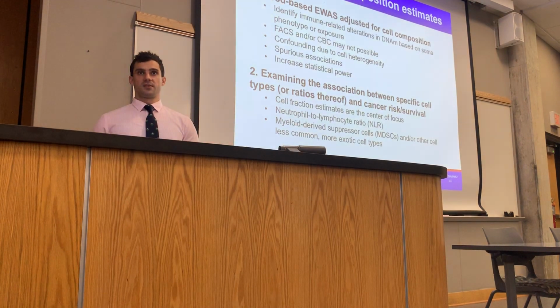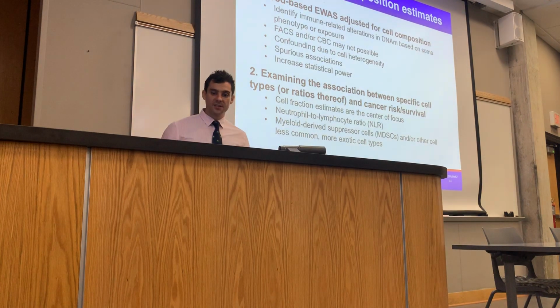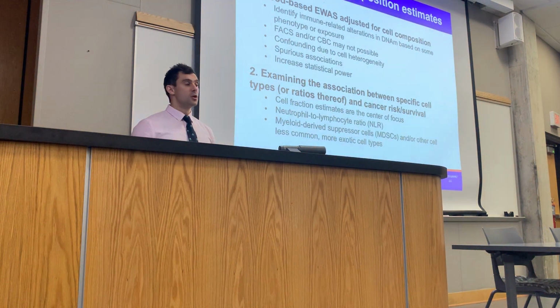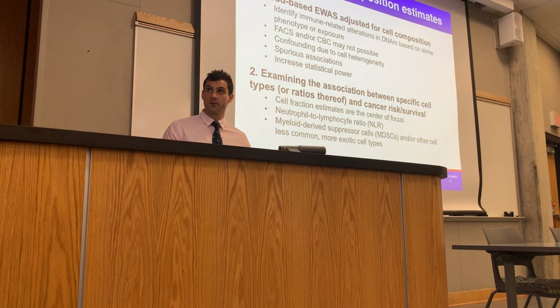The whole impetus for predicting cell composition stemmed from studies where we've got cancer cases and controls, we want to identify differences in DNA methylation, but we have this confounding due to cell composition. So what we've provided is a technique for estimating cell composition. Once we have those estimates, we can control for them in our statistical models and reduce the effect of confounding. Okay, so that's one way we can use these estimates.